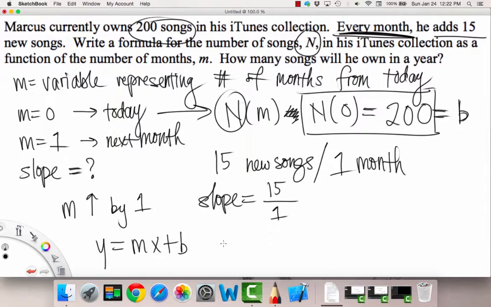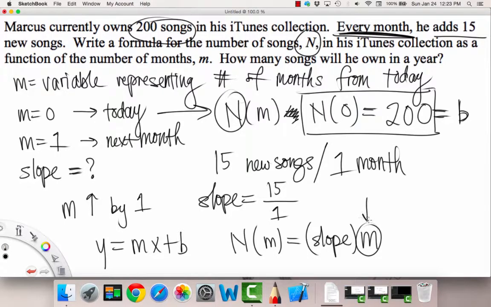Okay? So if we convert that into this term, it would be n of m is equal to, and instead of that, I'm just going to write slope times m, where m, I know this is a really confusing thing, but m here is our variable, right? Remember that means number of months, just as a refresher. So this one here that the arrow is pointing at is not our slope, okay? Plus b, whatever b was. Alrighty? So we're just going to plug those in.